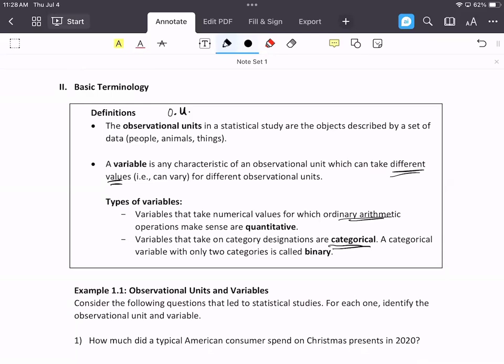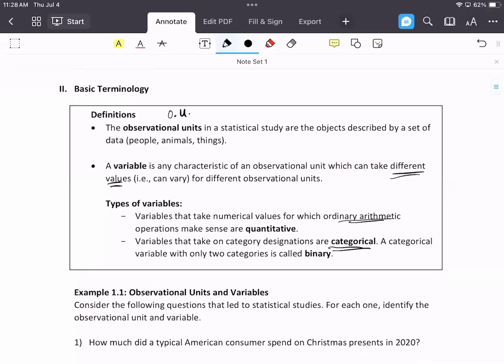A very specific type of categorical variable is one that only has two categories, and we refer to that as binary. So for shorthand, you'll frequently see me use Q for quantitative, C for categorical, and for binary, I'll either do B or NB to be either binary or non-binary. So for instance, if I asked, okay, I've got 5 pens and I have various colors.